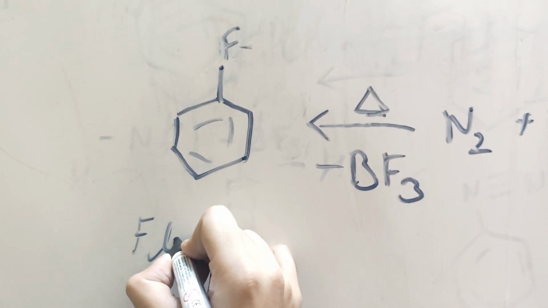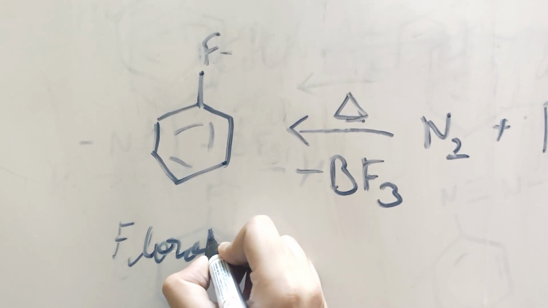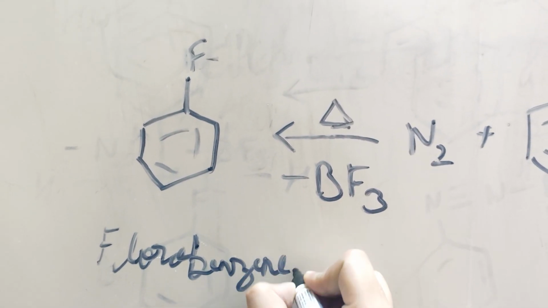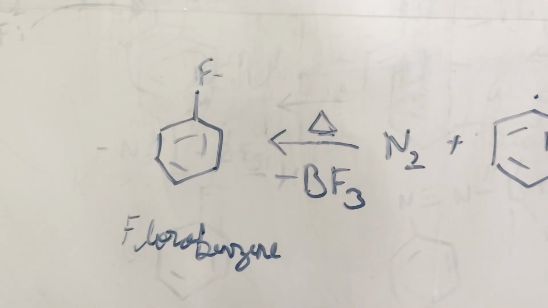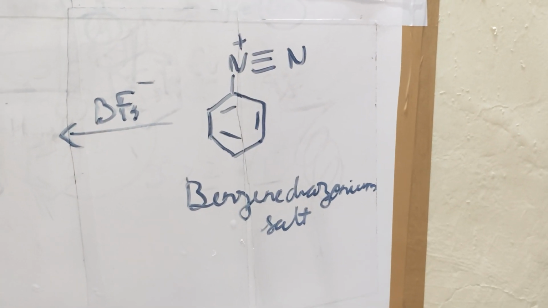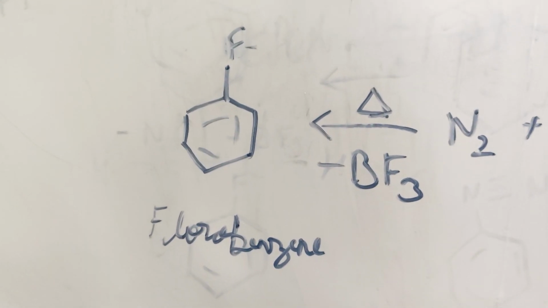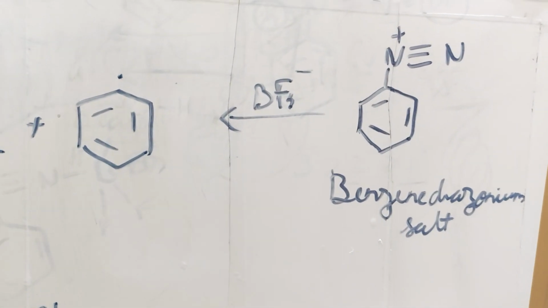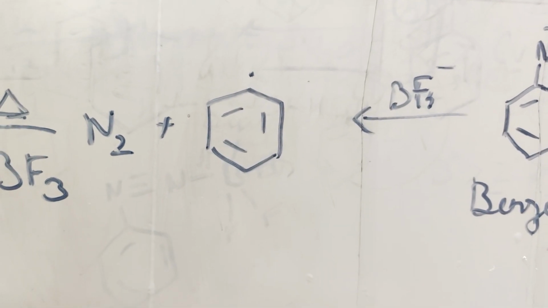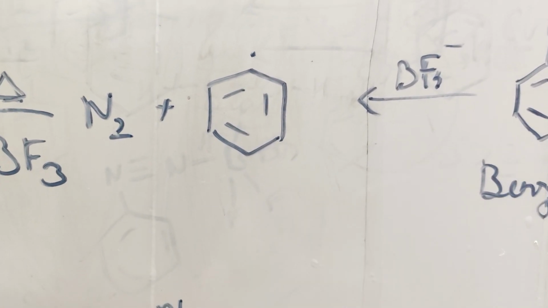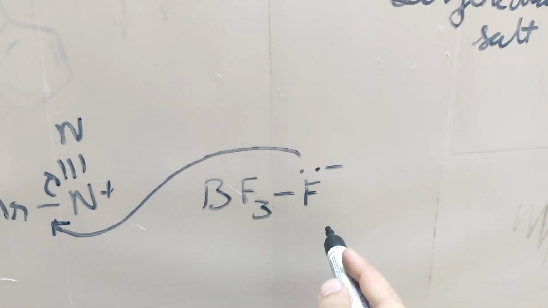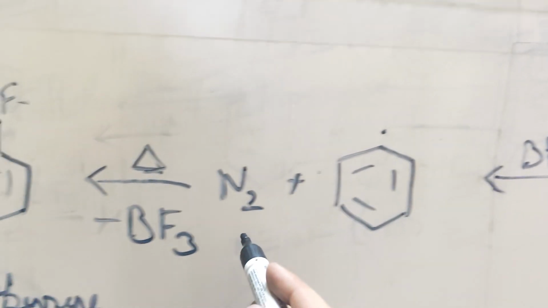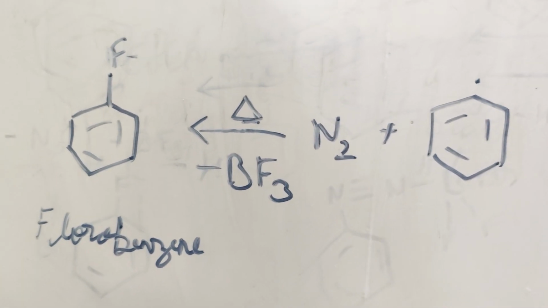So this is the Balz Schiemann reaction, in which aniline is converted to fluorobenzene by conversion of the aniline to the diazonium salt that we got, and then it is converted to fluorobenzene by the formation of a free radical, that is when the nitrogen is leaving and one of the fluorine groups of BF4 attacks the free radical and fluorobenzene is formed. Thank you.